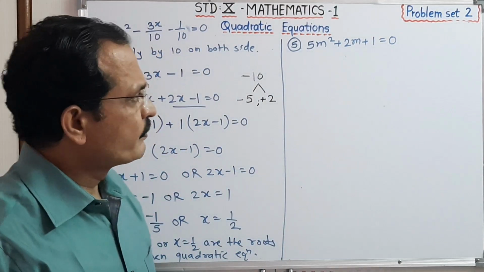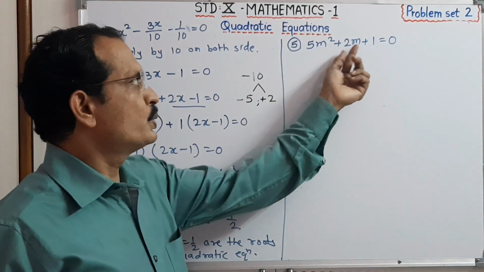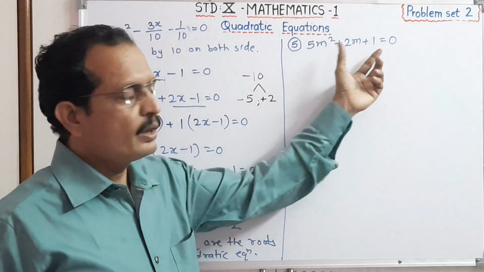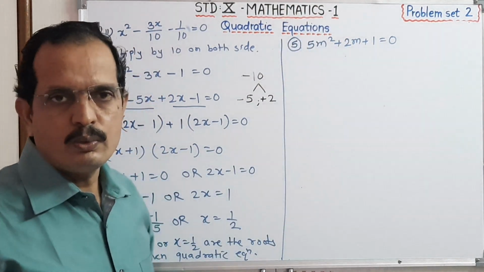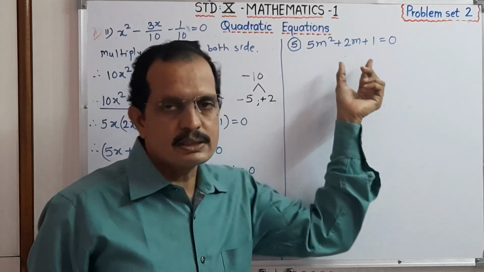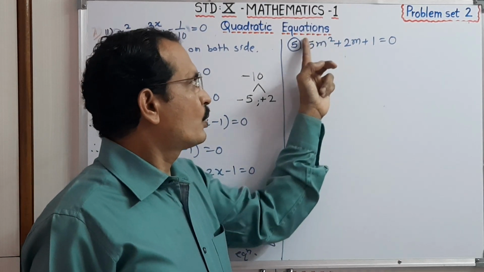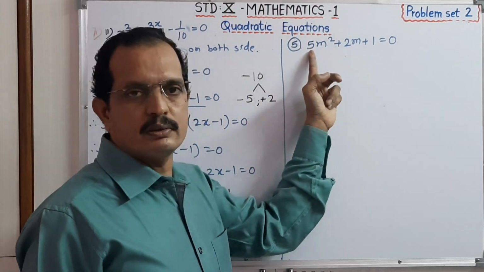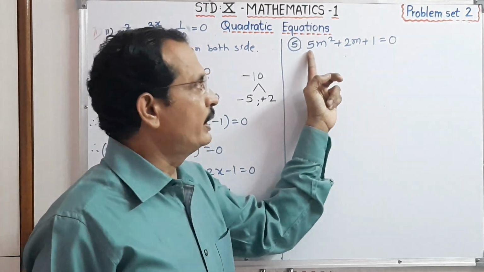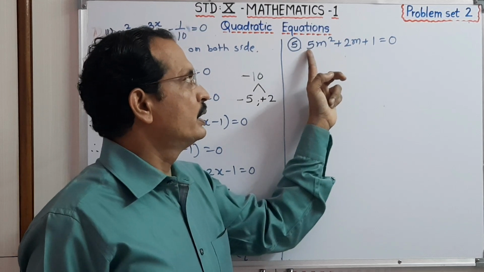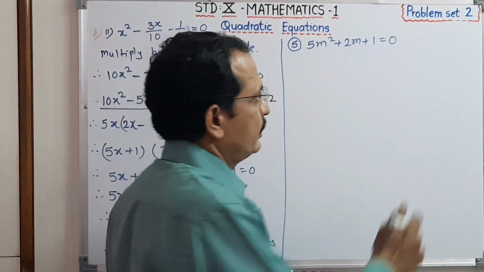Now see here, 5m square plus 2m plus 1 equal to 0. First of all, we have to apply the factorization method. See here, the coefficient of the quadratic term is other than 1. It is 5. Multiply with this 1. That is 5 into 1, that is 5.